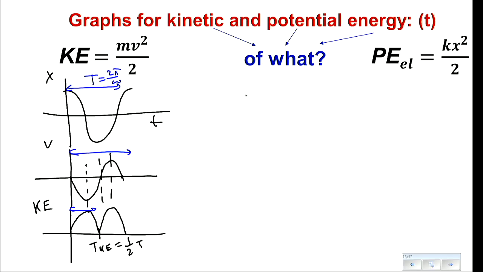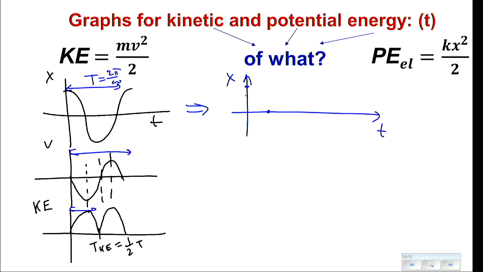Now, what about potential energy? Well, we can draw the graph for the potential energy using x squared. So, when location is at the maximum, potential energy is at the maximum.